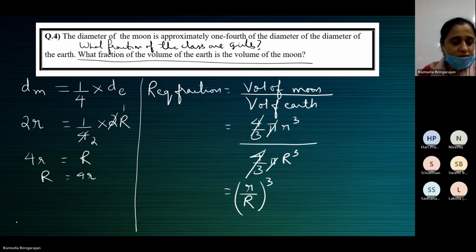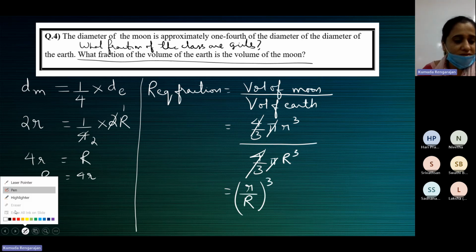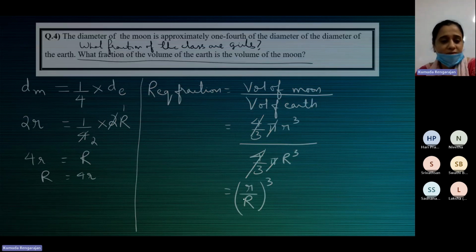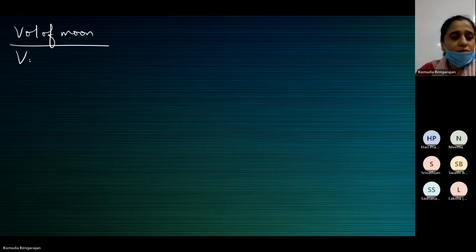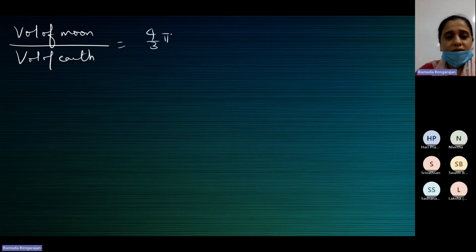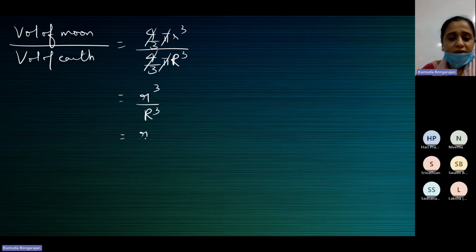Let me just write it like this. I'll just change the way I've presented it. I'll write this again in the next slide, children. Volume of moon by volume of earth is equal to 4 by 3 pi r cube divided by 4 by 3 pi capital R cube. So it cancels, r cube by R cube, which is r by R the whole cubed, which is r by 4r the whole cubed.